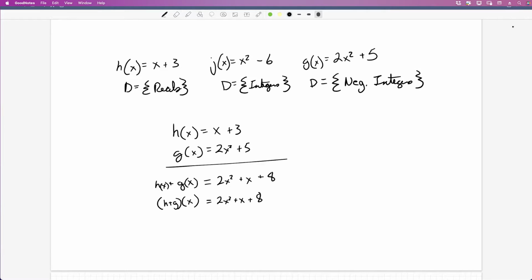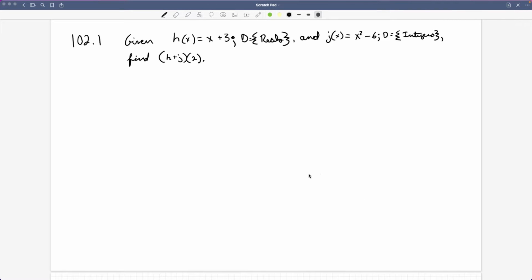So let's jump into a problem. Let's do example 1. Let me clear the page. Alright, so example 1. 102.1. Given that h of x equals x plus 3 in the domain of the reals and j of x equals x squared minus 6 in the domain of integers, find h plus j of 2.